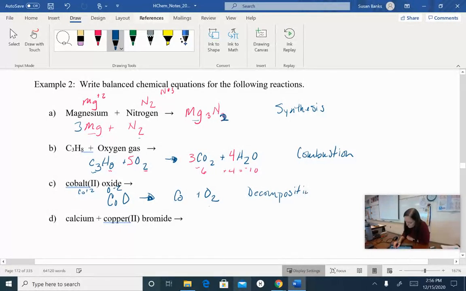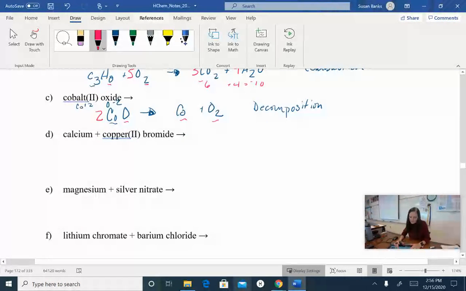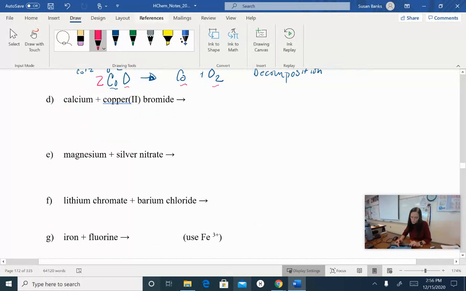Okay, so let's balance this. How many cobalts do I have? 1 and 1. I'm okay. 1 oxygen, 2 oxygen. So I need to go back and I need to double my cobalt 2 oxide. Okay? Next, we got calcium and copper 2 bromide.